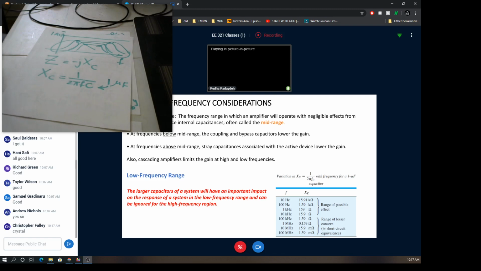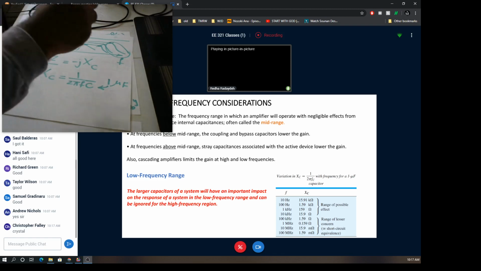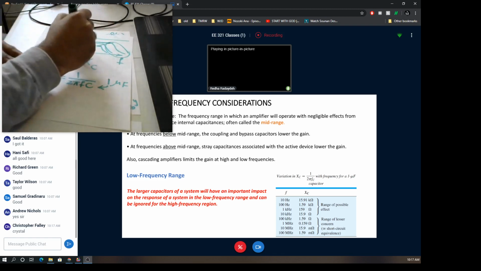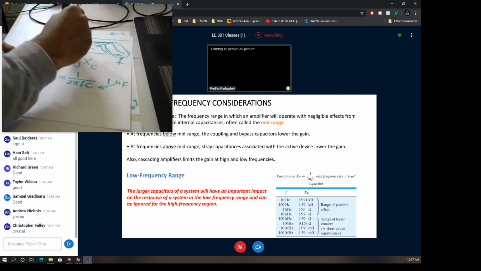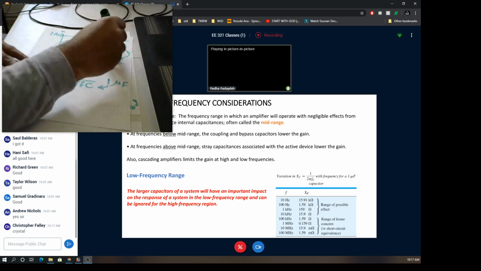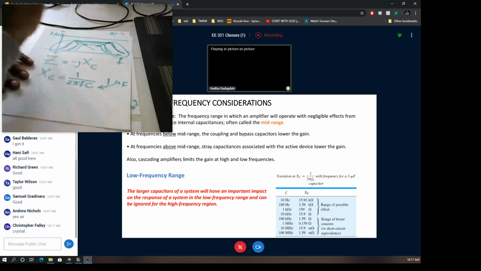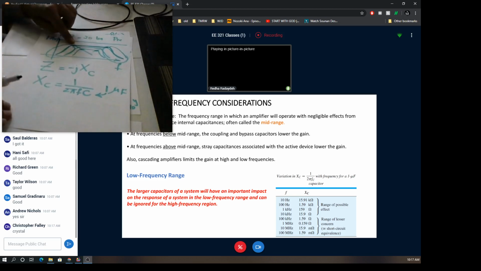Okay. The first one here represents a typical frequency response of a single stage amplifier. This one. Okay.